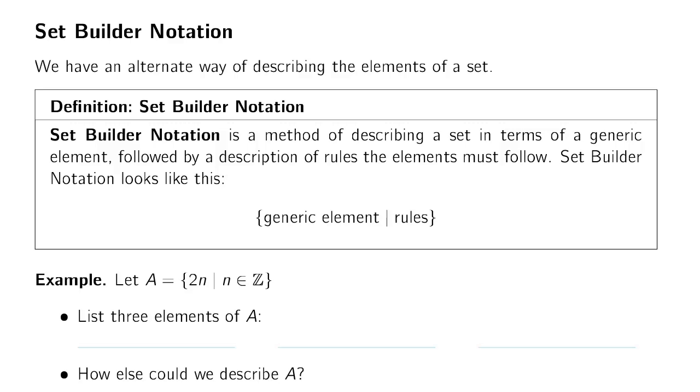In set builder notation, we use the same curly brackets that we did for roster notation, but instead of listing all of the elements, we have a form of a generic element followed by rules that the elements need to follow. In between them, we put this vertical bar character on your computer keyboard. That's the key in the top row to the right of P all the way to the right. It's the same key that the backslash is on a standard computer keyboard.